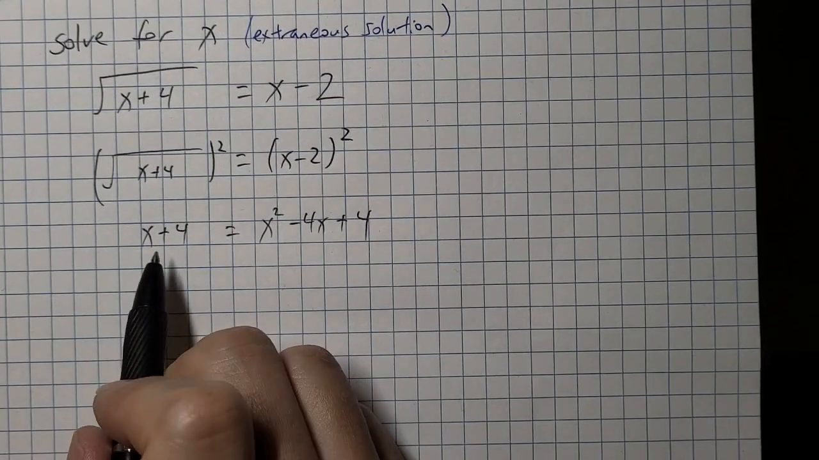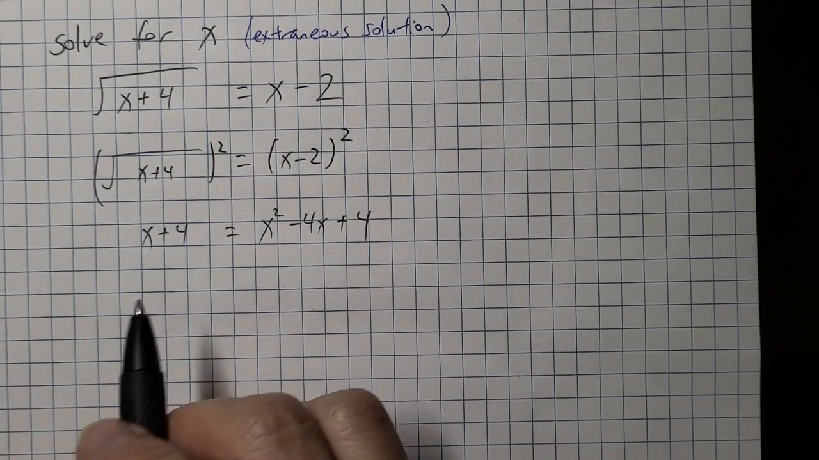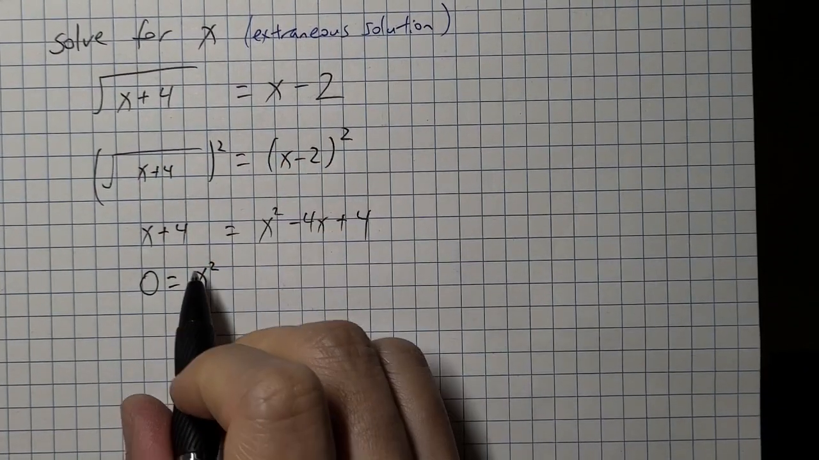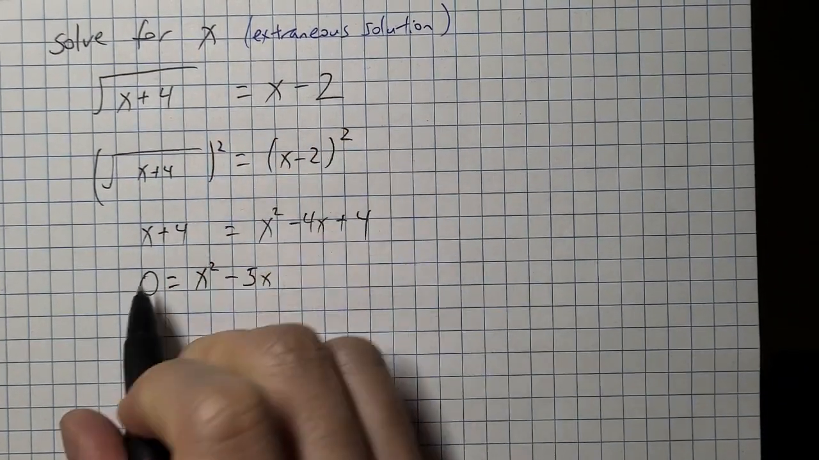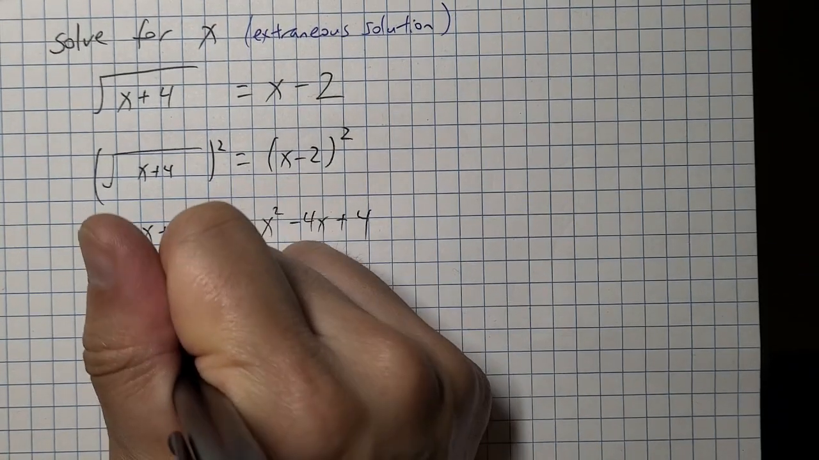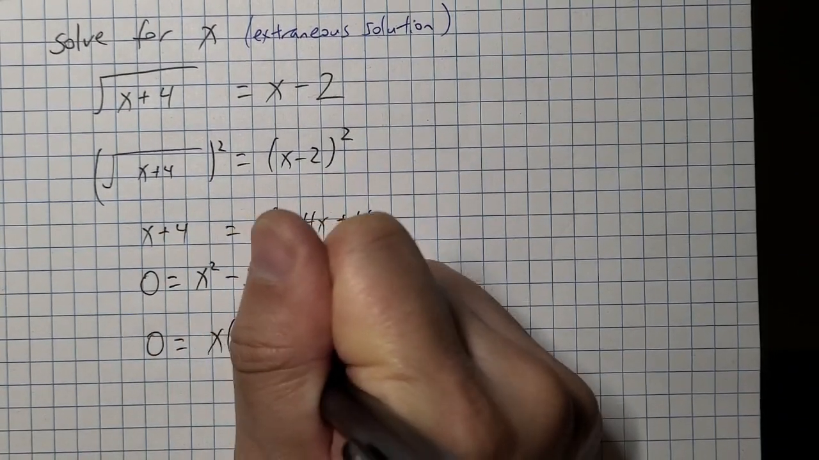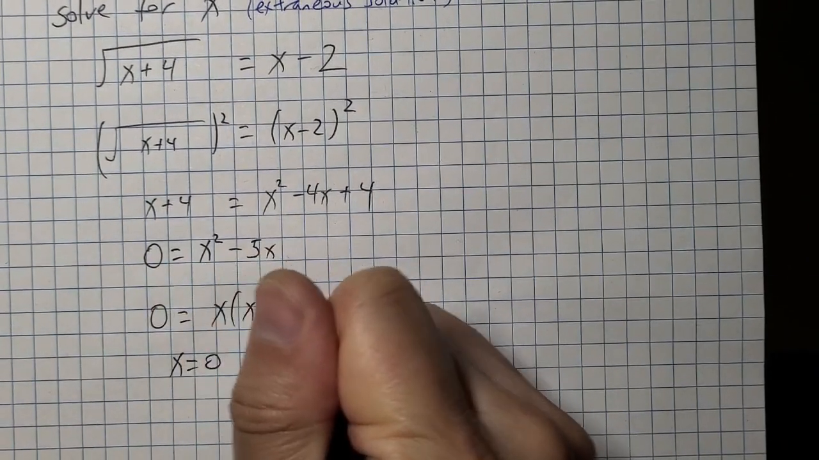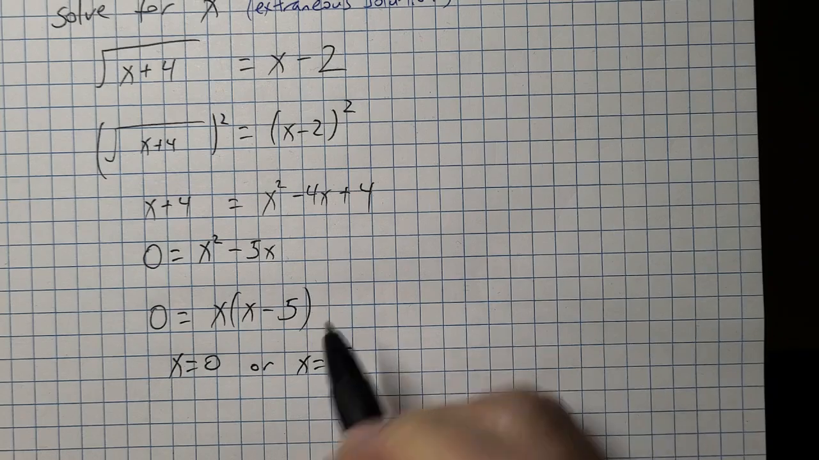Okay, let's solve for x. We need to move all the x's to one side. So 0 is equal to x squared minus 5x, and plus 4... so like that, x squared minus 5x. We can factor right here, so x times x minus 5. Okay, what are our solutions? x is 0 or x is 5.